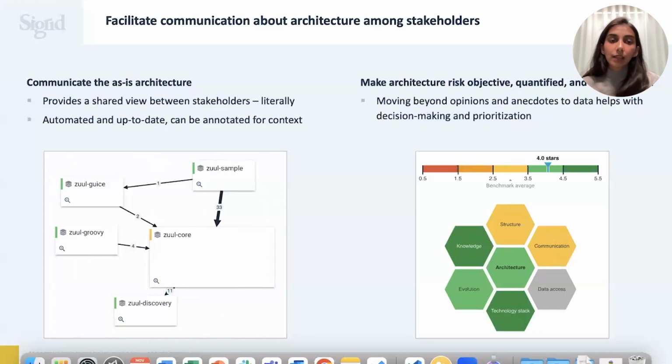And the second thing that was very useful with this feature was, just like maintainability, now you have something which is quantified, which is objective, and which is benchmarked. So you can compare your architecture with the industry benchmark and see how you're doing. Are you doing better? Are you doing worse? Or are you doing as well as the industry is doing? So these were the two main things that people found very useful when they used architecture quality.